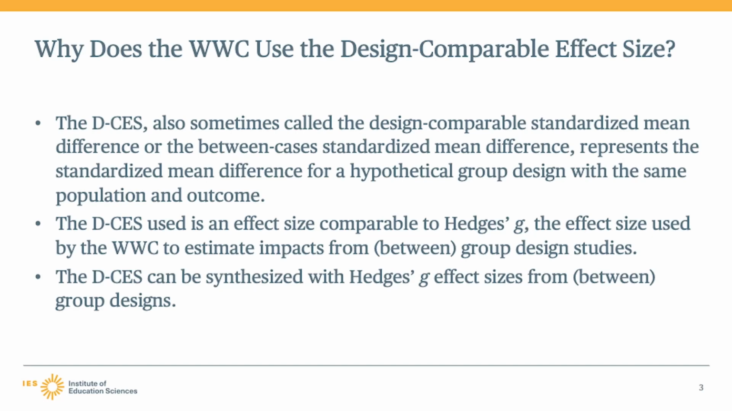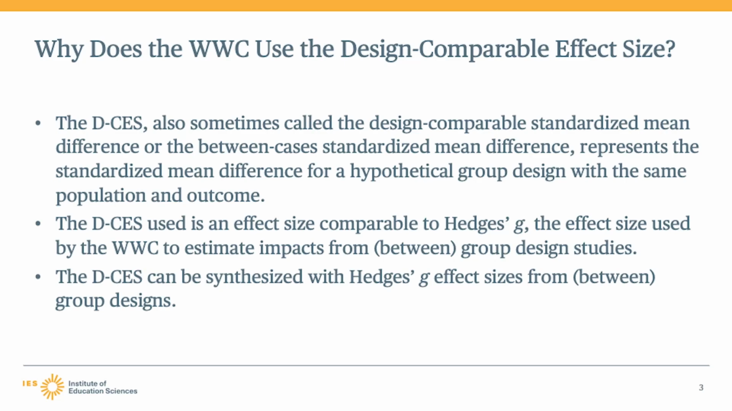This effect size, also sometimes called the design comparable standardized mean difference, or the between cases standardized mean difference, represents the standardized mean difference for a hypothetical group design study that examined the same population, intervention, and outcome. This means that the D-CES is comparable to the Hedges G the WWC uses to estimate impacts from group designs. It also means that the D-CES can be synthesized or combined with Hedges G effect sizes from group designs the WWC also reviews.